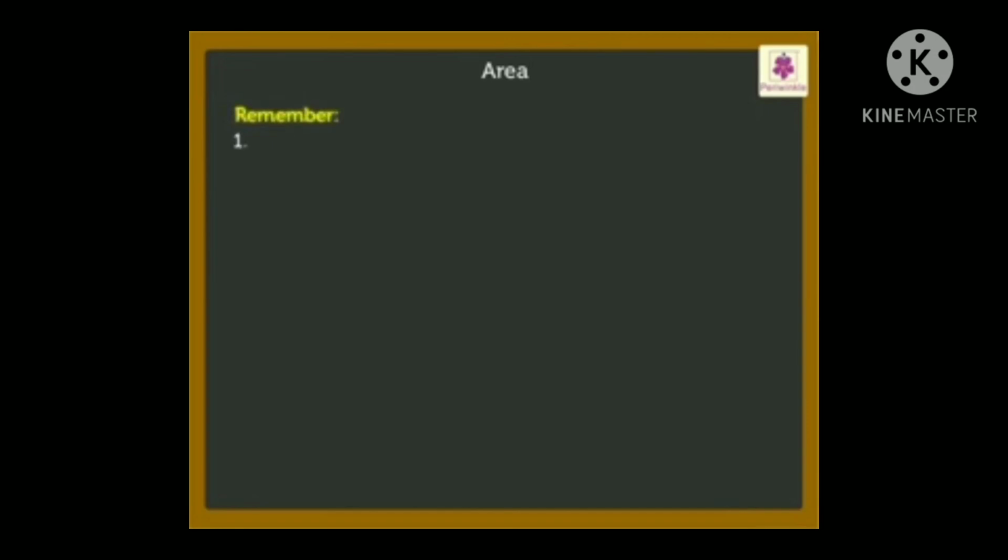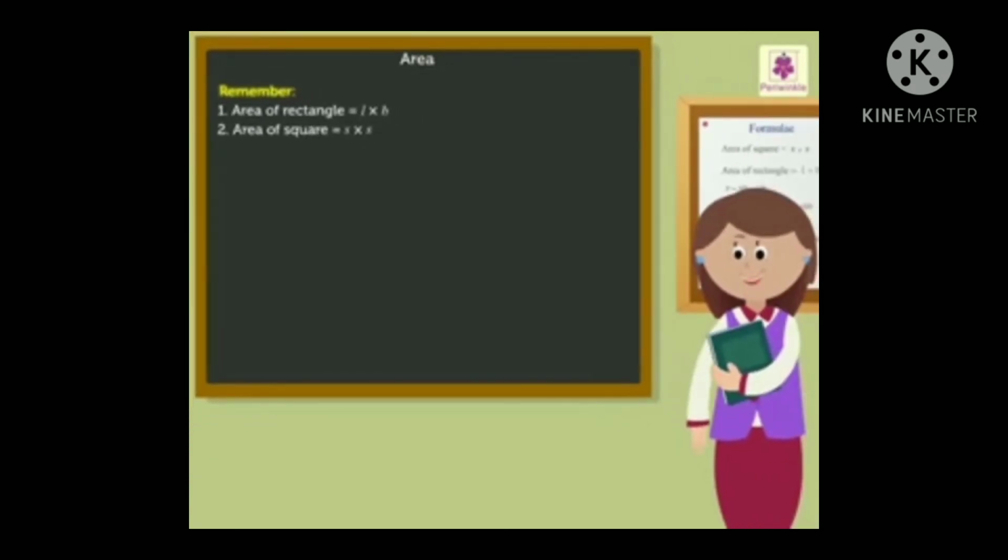In this way, we have learned two formulas. One is area of rectangle is equal to L into B, and area of square is equal to side into side. These two formulas, you write in your classwork copy before starting, after writing the heading, perimeter and area.